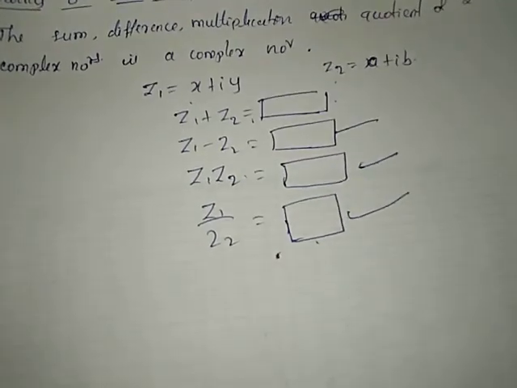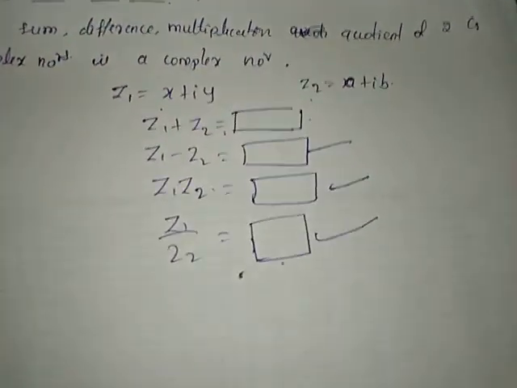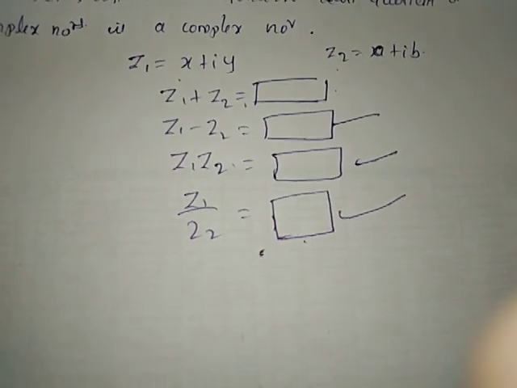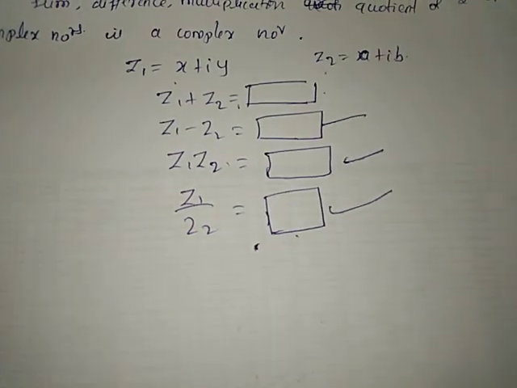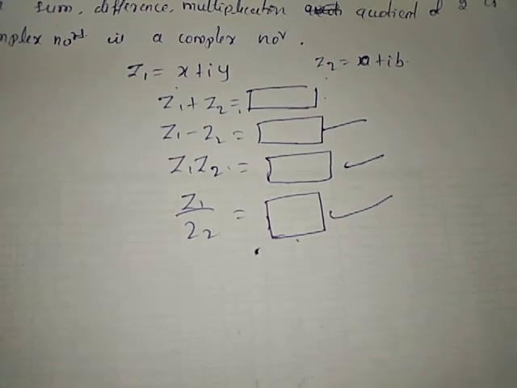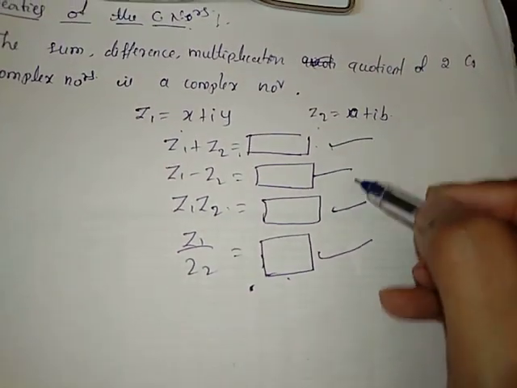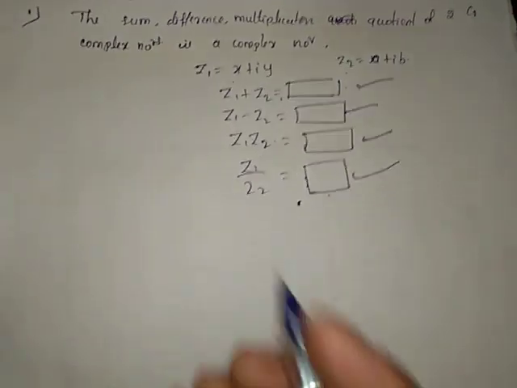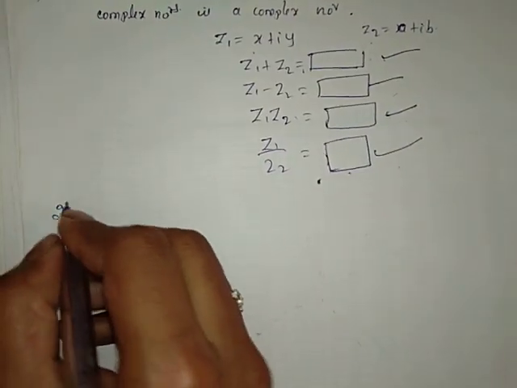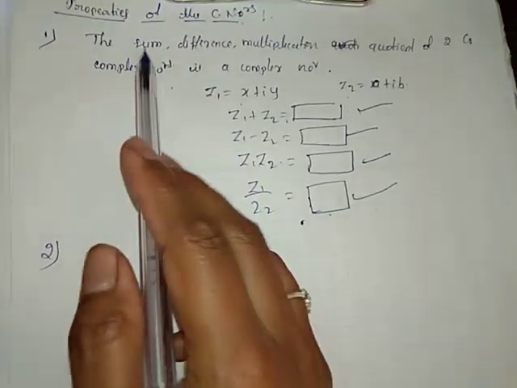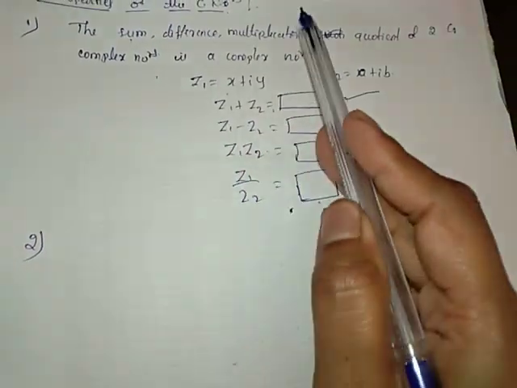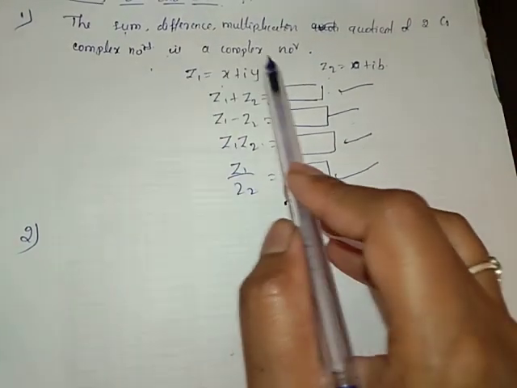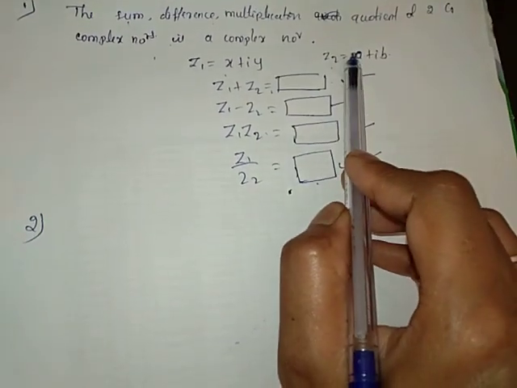Please see the previous video on the addition, subtraction, multiplication and quotient of complex numbers. After all the simplification of z1 plus z2, z1 minus z2, z1 into z2, z1 by z2, the final value is again a complex number. Please watch that previous session. So that is our property 1. The sum, difference, multiplication and quotient of two complex numbers is again a complex number.